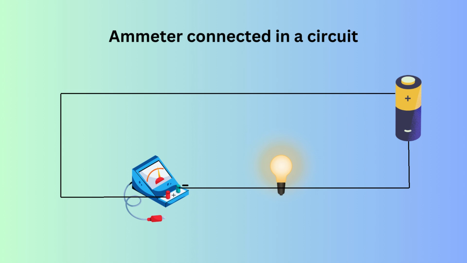Now there are two terminals on an ammeter, one marked with a positive and the other with a negative. It's important to connect the positive terminal of the ammeter to the positive side of the circuit and the negative terminal to the negative side. Once connected correctly, the ammeter measures the amount of current flowing through the bulb. If the meter is connected incorrectly, it might not work properly and it can even get damaged.